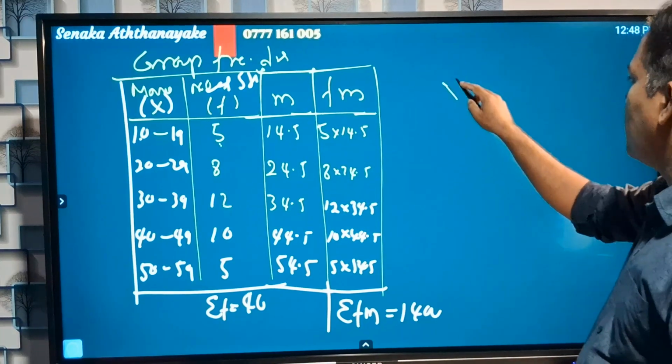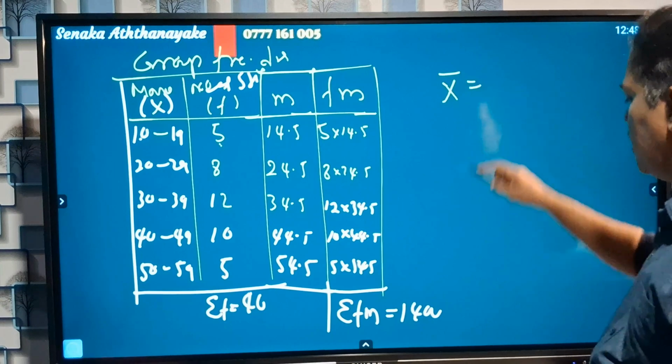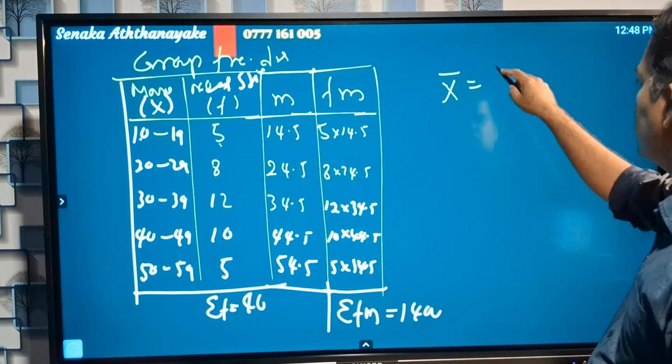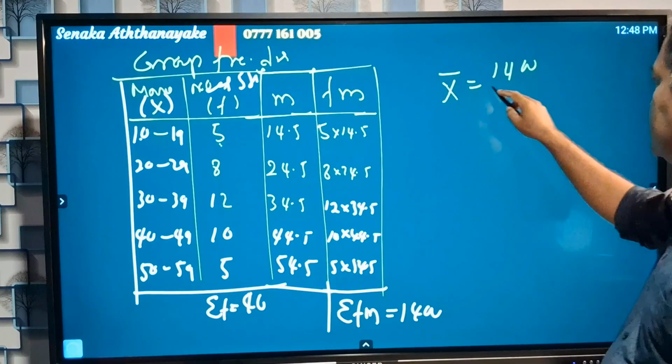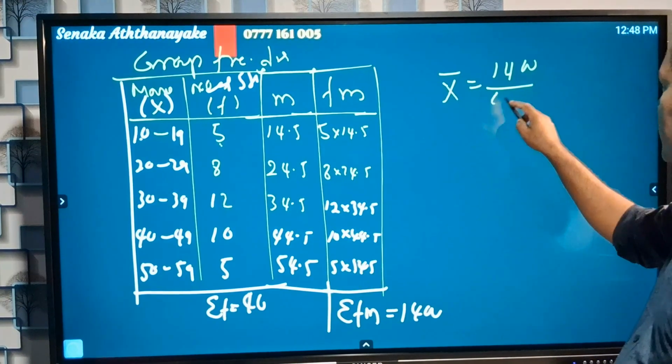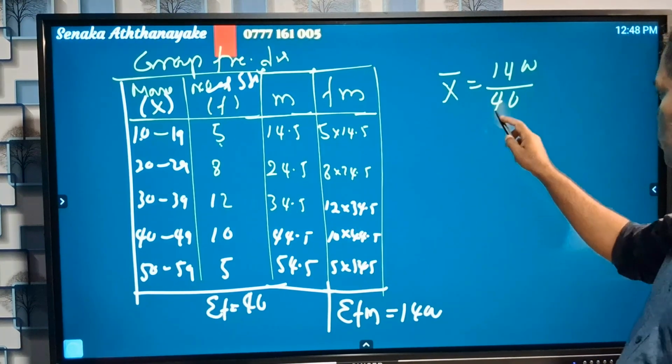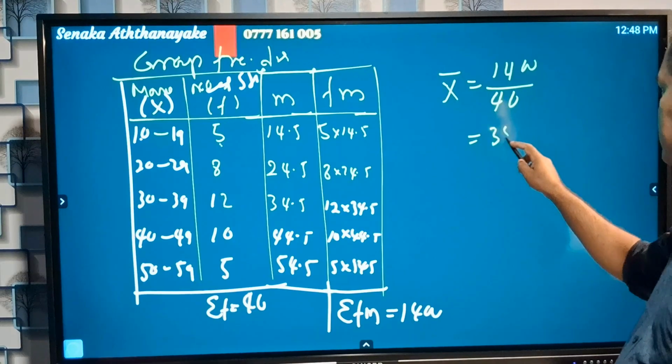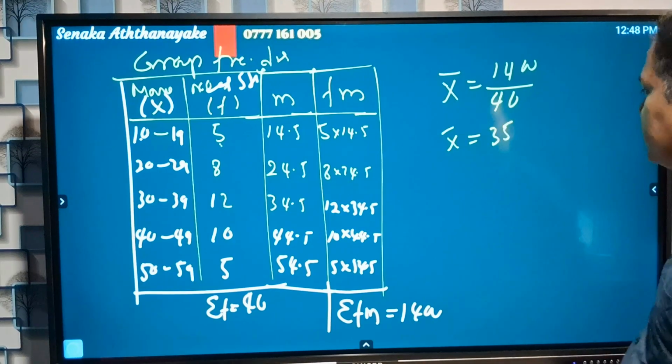Then you know x bar, the mean, can be taken. The total marks of all the students is 1400, divided by the total number of students in this class, 40. You can divide these two values. So the answer is 35. Yes, x bar is 35.